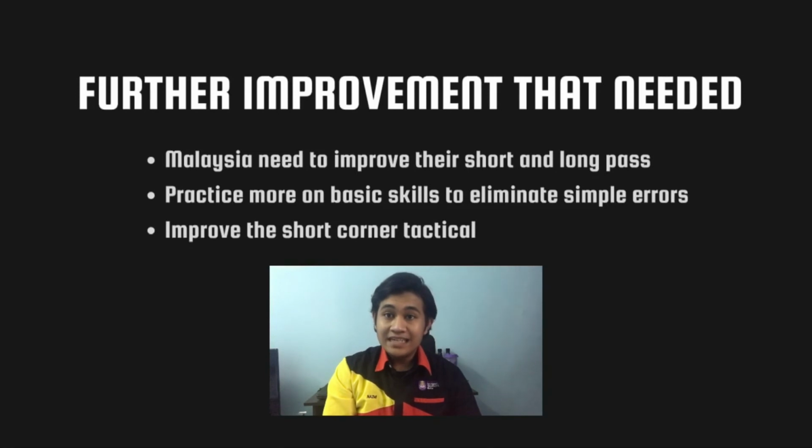Now, the further improvements that Malaysia can make. The first one is Malaysia needs to improve on their short and long passes. The second one is Malaysia needs to improve their basic skills to eliminate simple errors. The third point is Malaysia needs to improve on their short corner tactics.